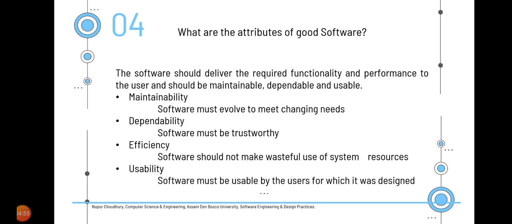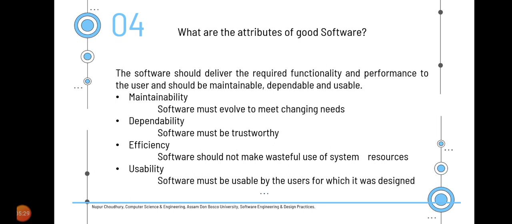So the first important attribute of a good software is maintainability, which means that the software should be scalable and should evolve to meet the changing needs. Whenever a user wants to incorporate any changes, the software should be able to accept it. The next important attribute of a good software is dependability, which means the software must be trustworthy and should be accurate while performing the functionalities.